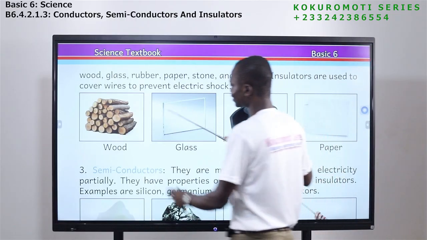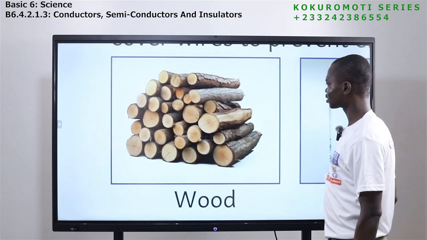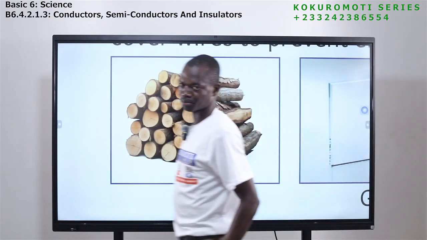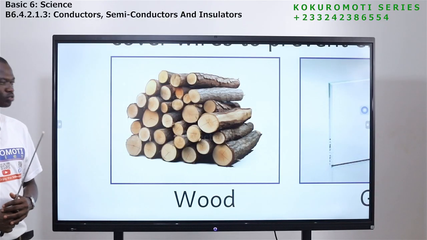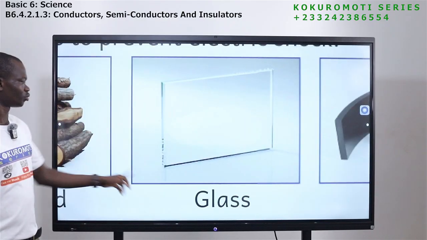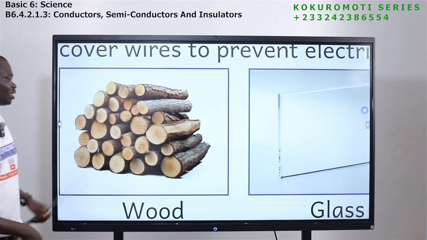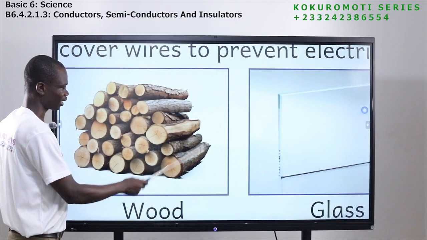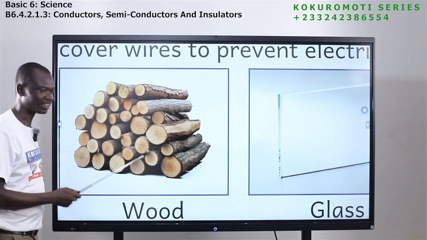So these are examples of insulators. They are insulators because heat cannot pass through them. So we have wood. Yes, as for wood, this side can bend and you can still hold the other end. You will not feel any heat.